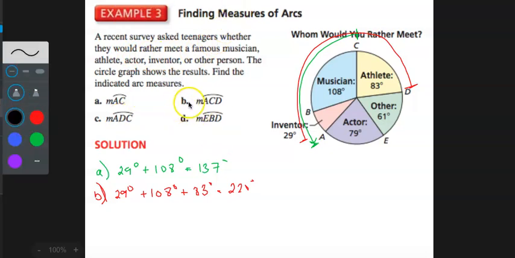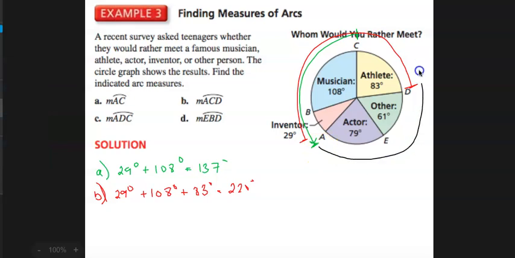We got measure of ADC. So ADC, so we're going to go backwards this time. So ADC goes all the way around this way. Alright, so part C. So just be careful for your orientation. ADC, so we have 79 degrees. That's this piece from A to E, plus another 61 degrees, E to D, and then D to C has another 83 degrees there. This will give me a total of 223 degrees.